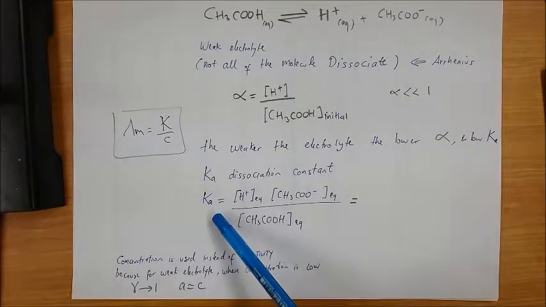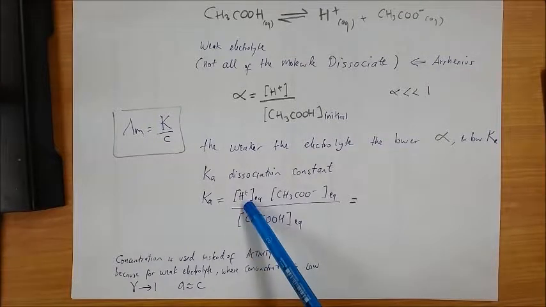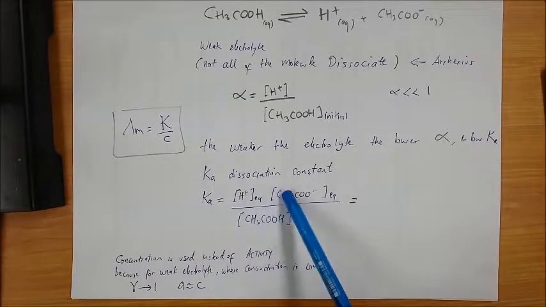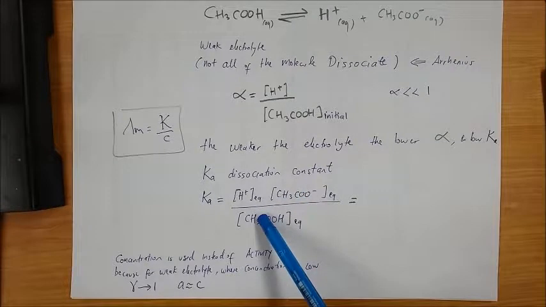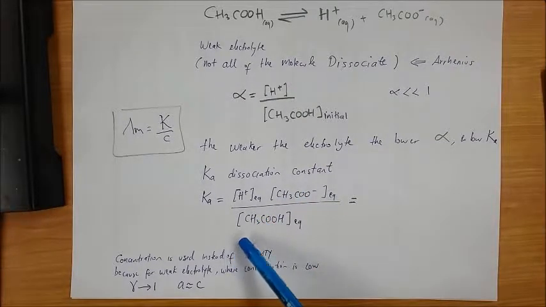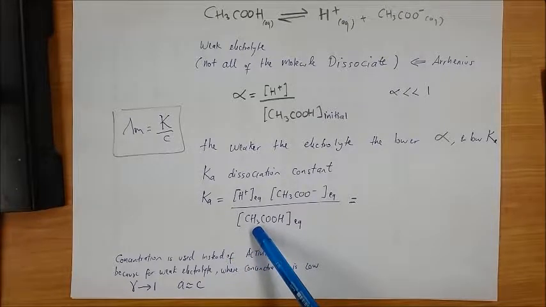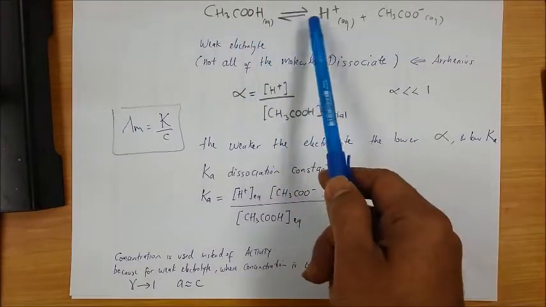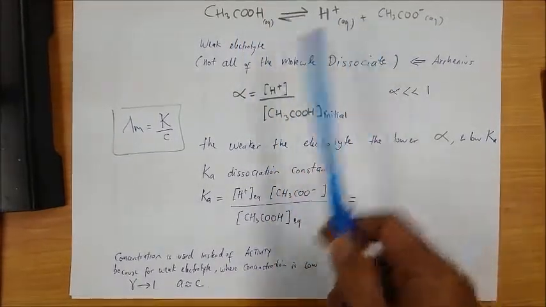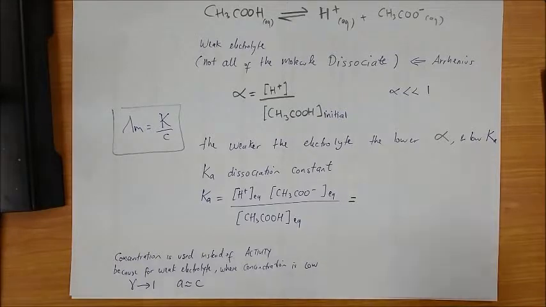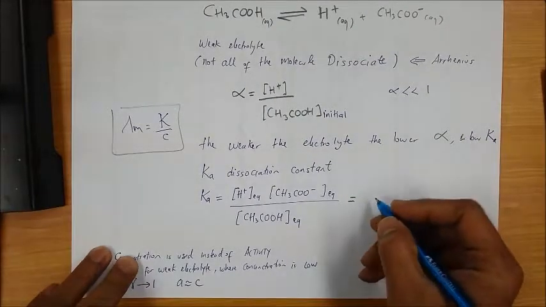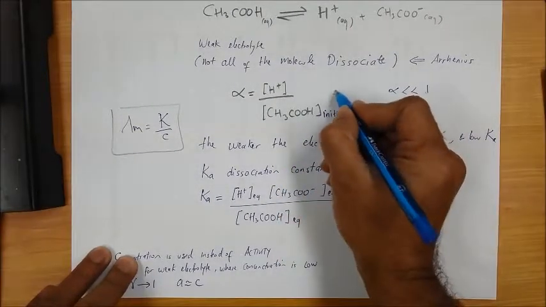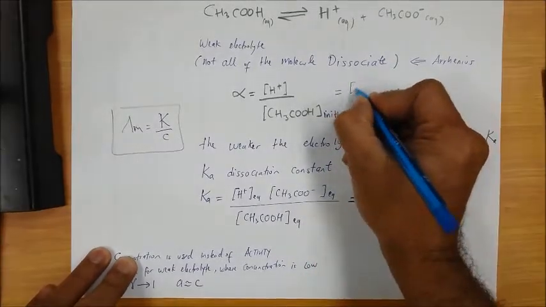So we can express the dissociation constant as the concentration at equilibrium of the proton times the concentration at equilibrium of the conjugate base, over the concentration at equilibrium of the acid. These two have the same concentration because one molecule of acid will dissociate into one proton and one molecule of the conjugate base. So I can simplify this expression.